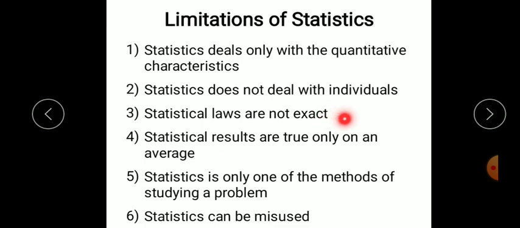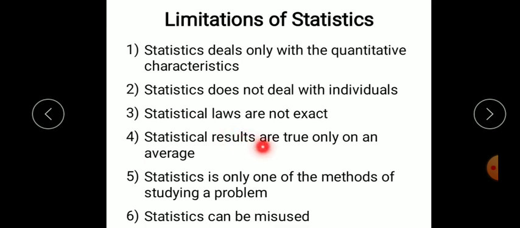The third point says that statistical laws are not exact. Unlike the laws of natural sciences, statistical laws are not exact. Therefore, conclusions based on them are only approximate and not exact. They cannot be applied universally. Suppose, for example, based upon statistical calculations, you find that certain thing is applicable to a particular situation. It may not be applicable in some other situation.